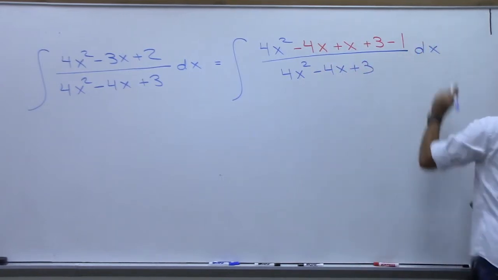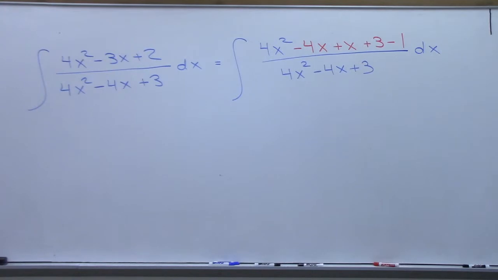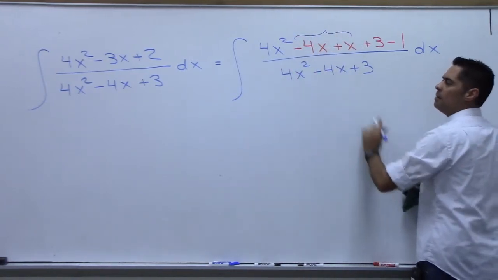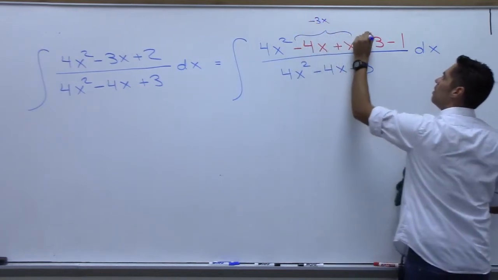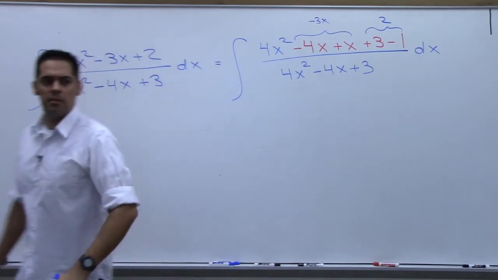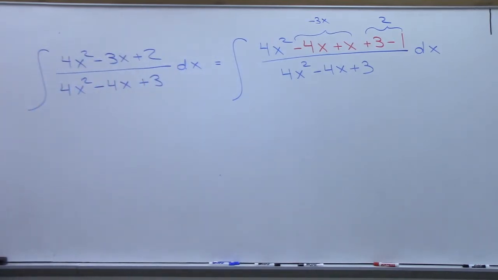Okay, what did I do? What are these two together? What's that? Negative 3x. What are these two together? 2. Is that the top, right? That is the top? Okay.